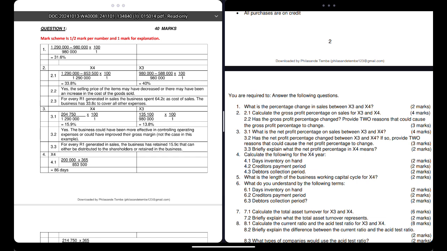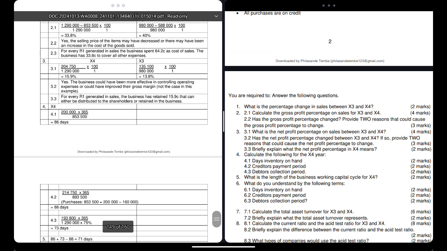So to calculate a net profit percentage, obviously your net profit over sales, right? Sorry, your net profit margin is your net profit over sales. Your net profit is your profit for the year. So obviously if you decrease your expenses, that means you're very good. Your profit will be higher. So that's what they're saying over here, right? More effective in controlling your expenses. Reduce expenses.